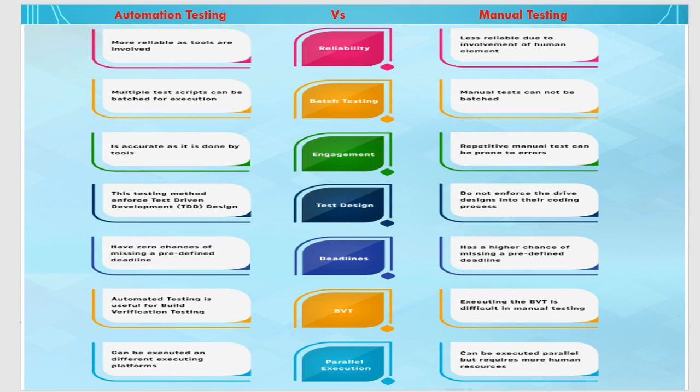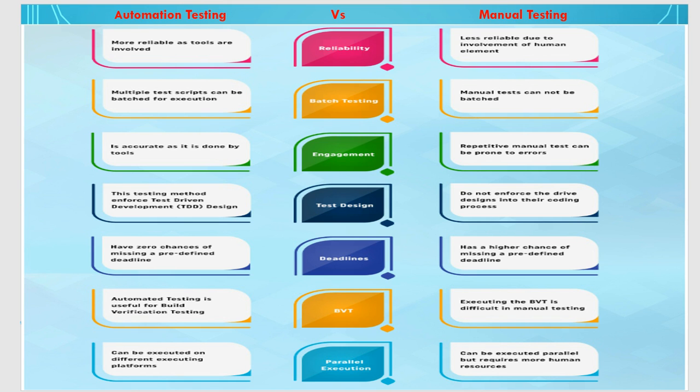Now let's see some of the key differences between automation testing and manual testing. Automation testing is more reliable as tools are involved, and manual testing is less reliable due to the involvement of human elements. Batch testing. Multiple test scripts can be batched for execution in automation testing. Tests cannot be batched in case of manual testing. Engagement is accurate as it is done by tools. Manual testing is repetitive. Manual tests can be prone to errors.